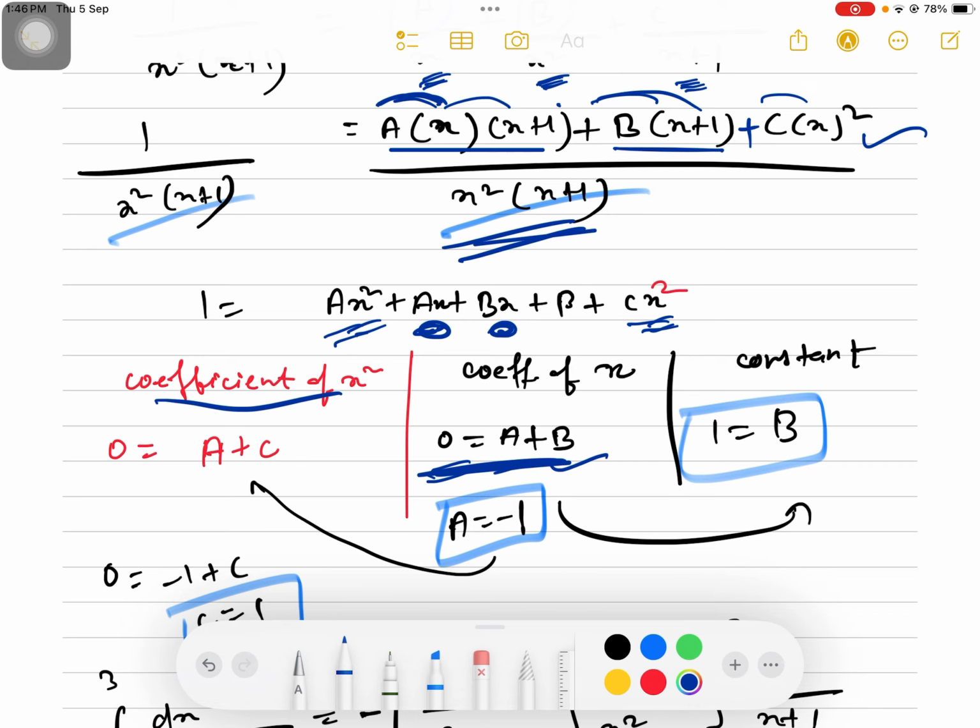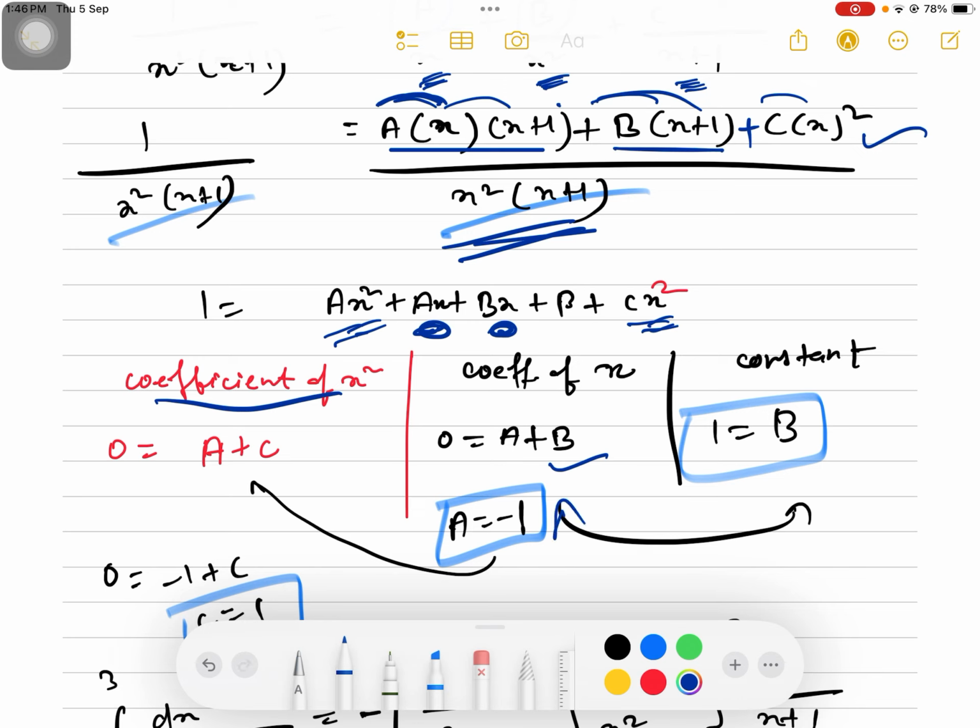Now go to the third one. Now you have to compare the constants. The constant on the LHS is 1 only, and on the RHS the term without x is only b. So this is our constant term on the RHS. So b equals 1. This is how, from the third equation, we got the b value.